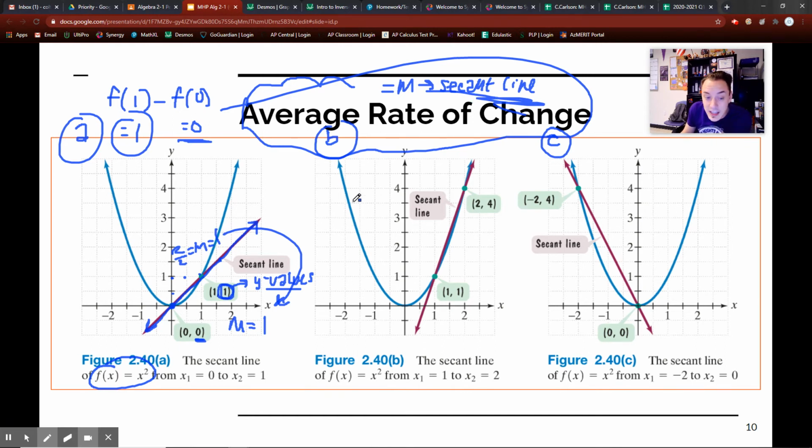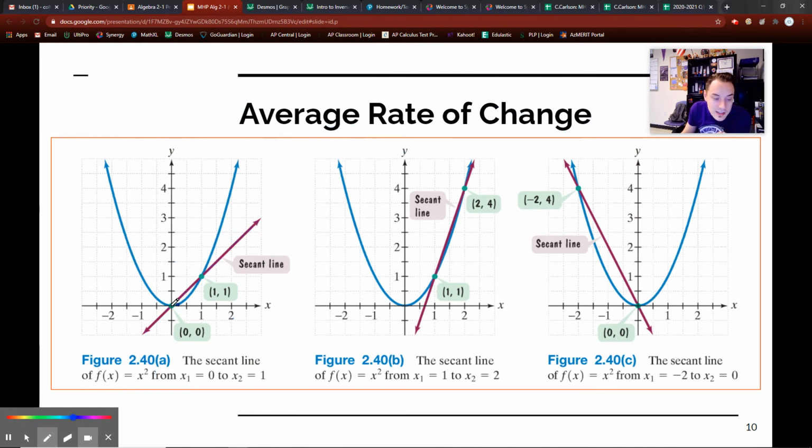Again, what is the secant line? The line that intersects our function right here. Now, if you're wondering, why the junk do I have a parabola here? What function did you use? You used x squared, right? This is your parabola for x squared. And so that is what we call my secant line. And again, the slope of my secant line is 1.